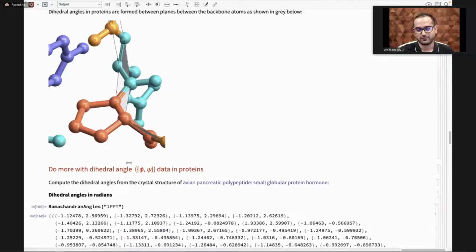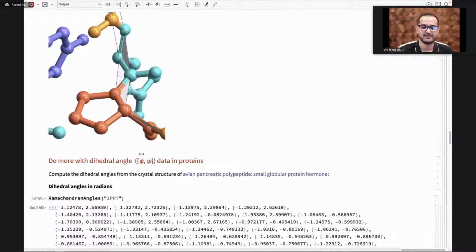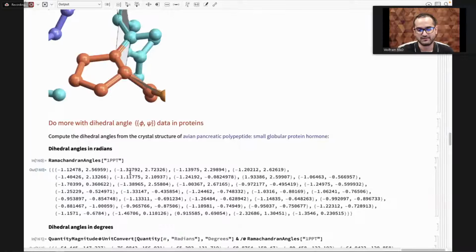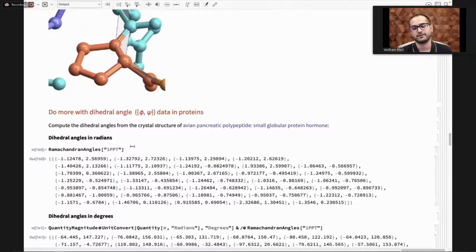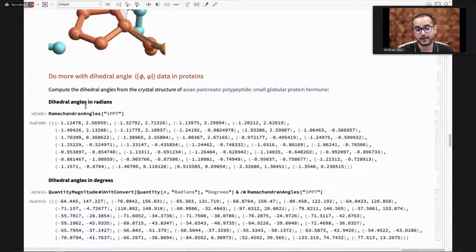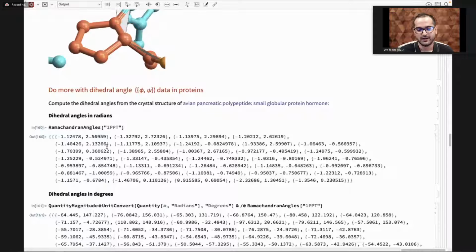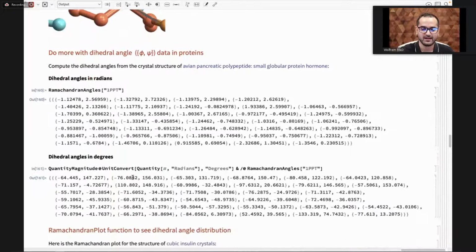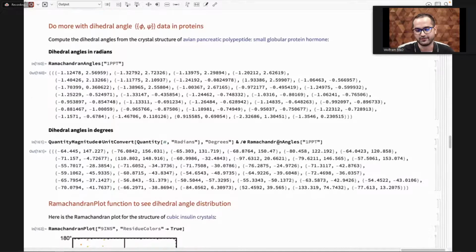To start with, you can get the dihedral angle data in proteins using the Ramachandran angles function. The scientist who first worked on these dihedral angles in the context of proteins was G.N. Ramachandran. This Ramachandran angles function basically gives you the value of the dihedral angles for a given protein in radians. And if you want to get these values in degrees, you can just use this command with the PDB ID. That will give you the values of the dihedral angles in degrees.